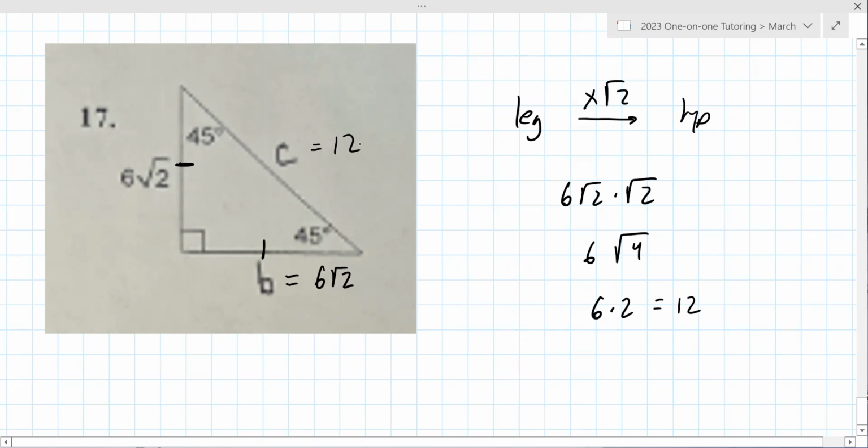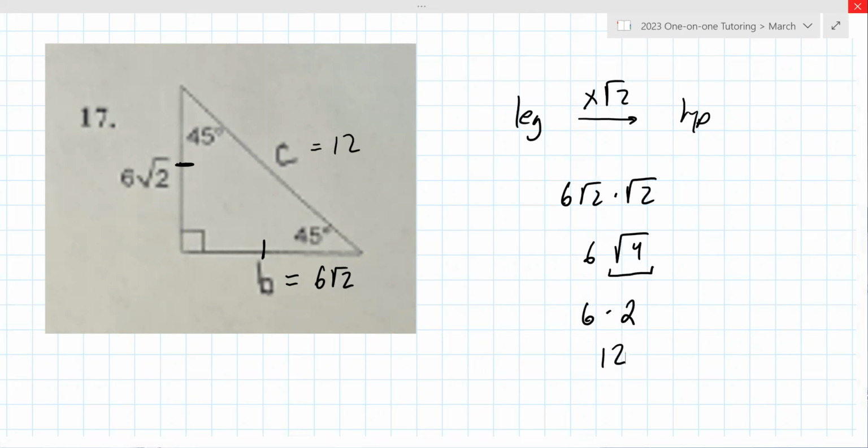Okay, wait, you lost me on that last step. Let me back up here. Where do you get the 2 from? The square root of 4. Oh, okay, I got you. Okay, so 12 is C.